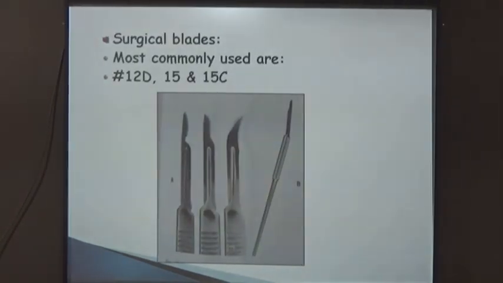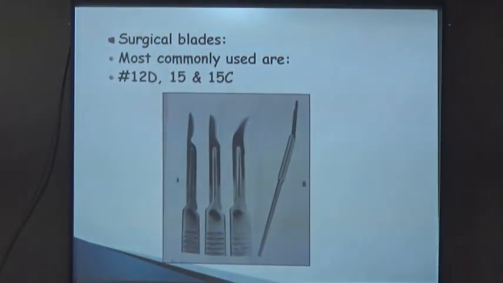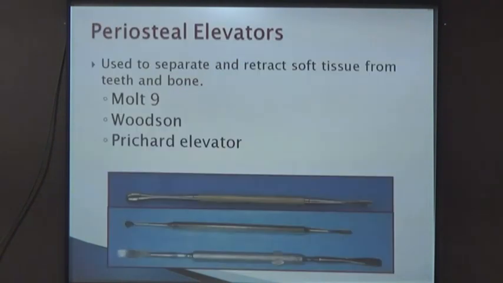These are the surgical blades. The most commonly used blades in gingivectomy are 12D, 15, 15C. They can give 12, 12C, 12D, 11. So you should know to tick 12D, okay. 15 and 15C are also used for flap surgery. So the main thing is 12D.